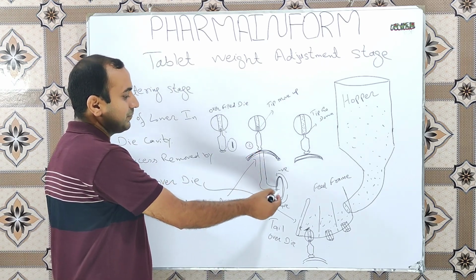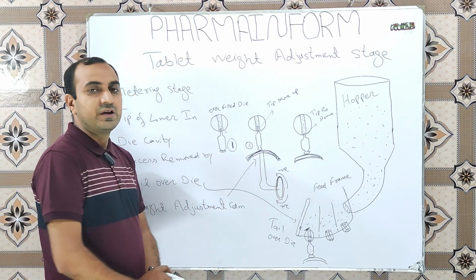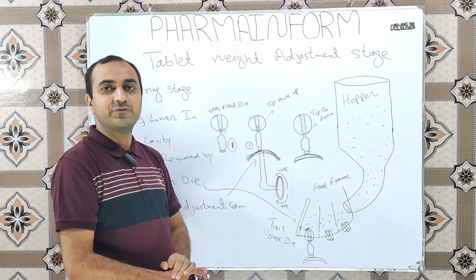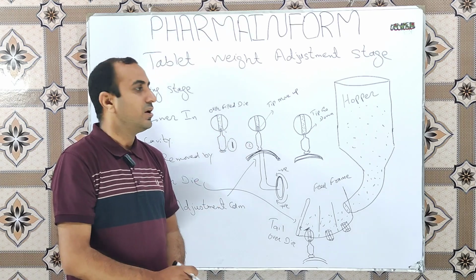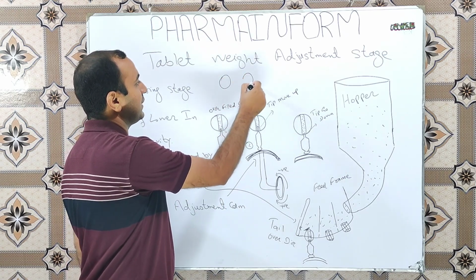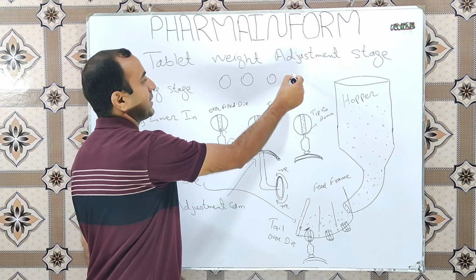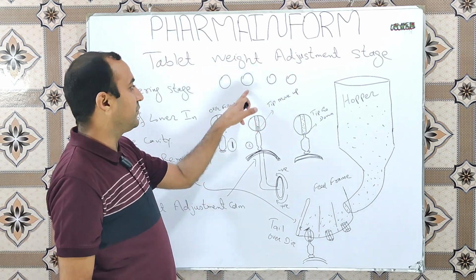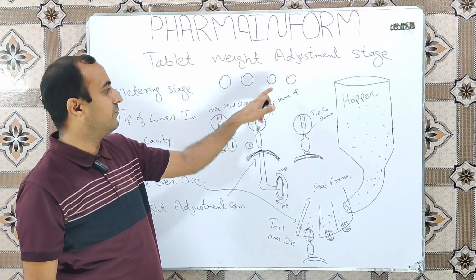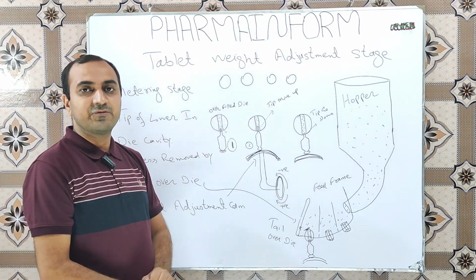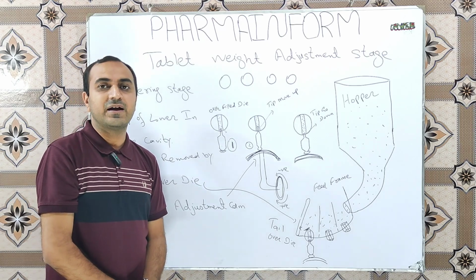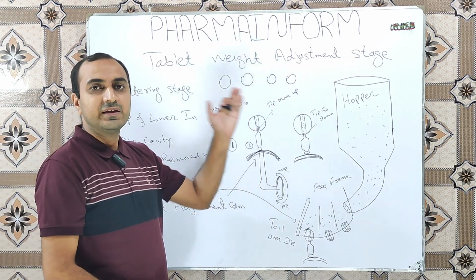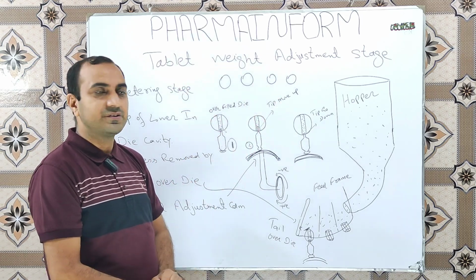This weight adjustment cam is attached to a weight adjustment controller or weight adjustment knob. You have seen that on the compression machine we have different types of weight adjustment knobs and pressure adjustment knobs. This one is for single feed and double feed, meaning for the right side and for the left side. Two of these controllers are to control the weight and two of these controllers are to adjust the hardness. In this video we are discussing the weight adjustment.